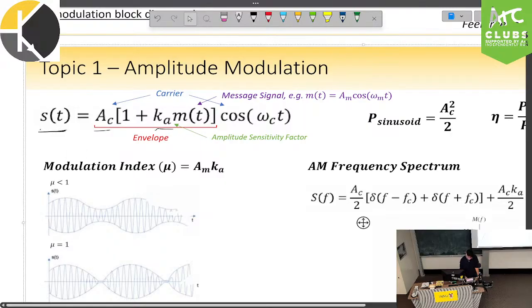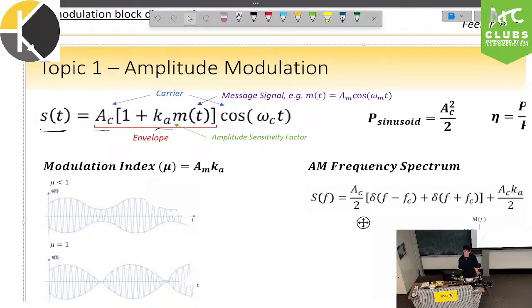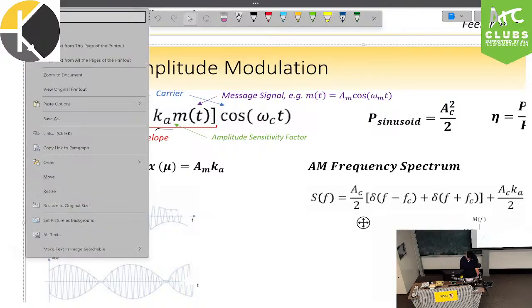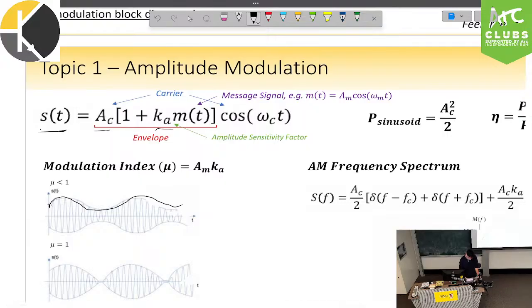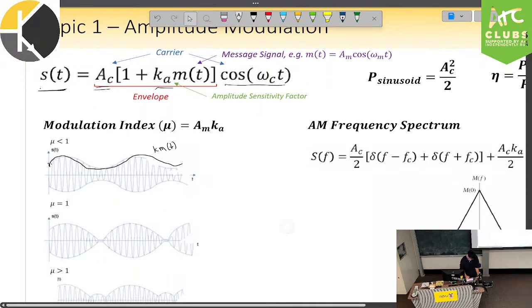Cool. Just a couple of things to note with this form. I've highlighted in red the envelope, and what I mean by the envelope is this waveform here that we have sitting above the modulated wave. That is going to be some proportion of our message m(t). This here is our carrier, and this is our amplitude.